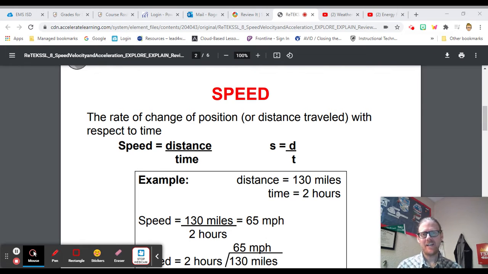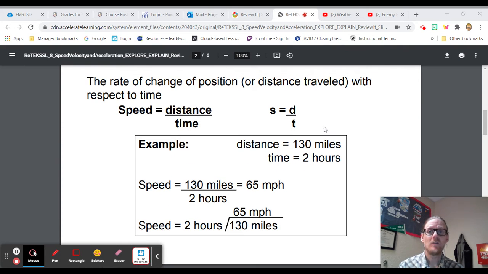Hey everybody, so today is calculating average speed. First of all, speed is the rate of change of position, or the amount of distance that's traveled with respect to how much time it takes. So you have speed equals distance, and that line there means to divide by time. So speed equals distance divided by time, or S equals D divided by T.